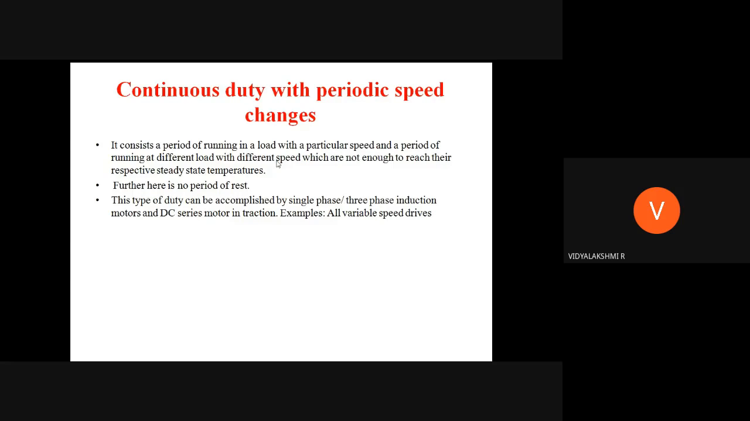The example for this duty is any variable speed drive. You can take a three-phase induction drive or DC drive, anything. It all comes under module 3. There you can study what a speed drive is and all. So this is the last topic.